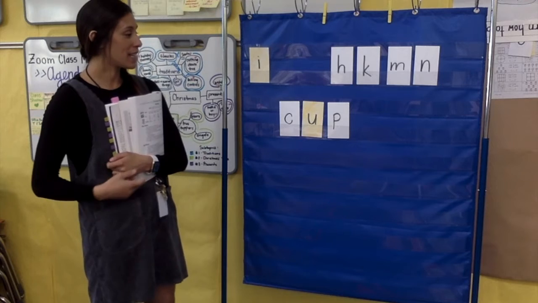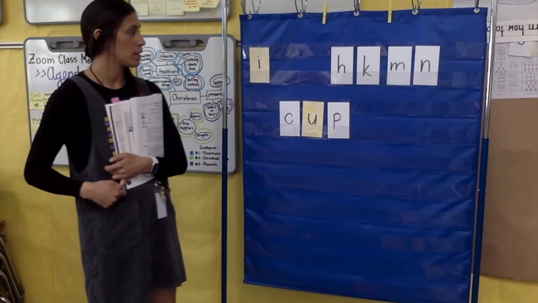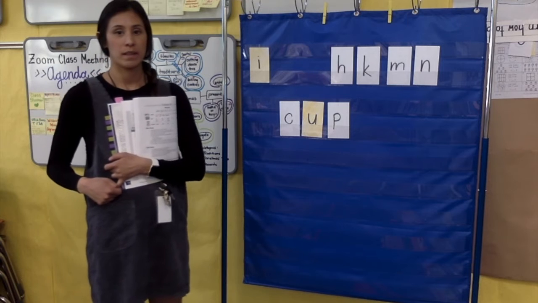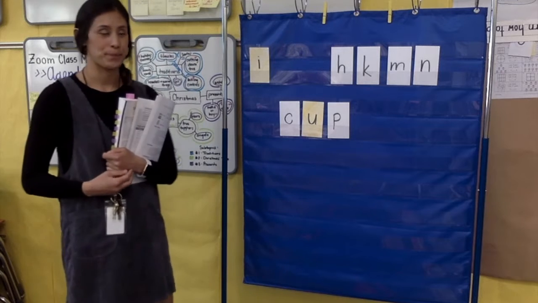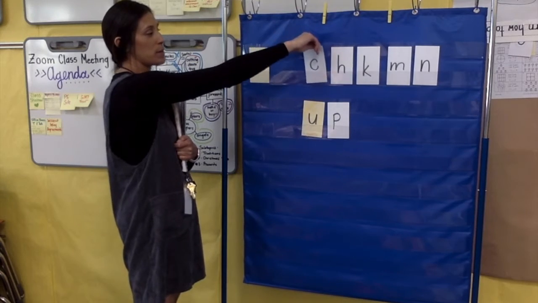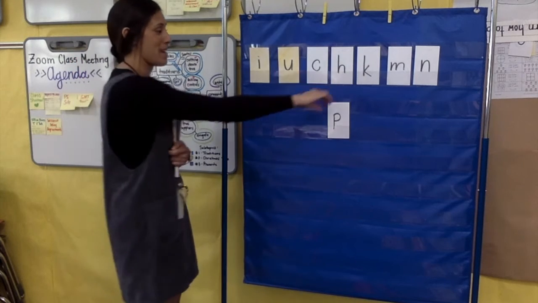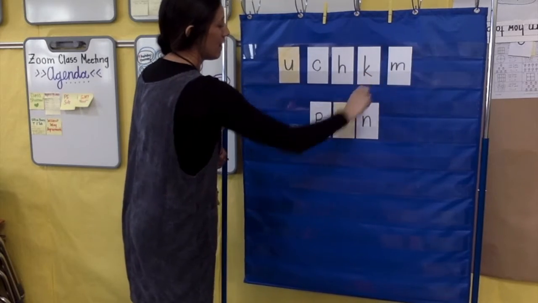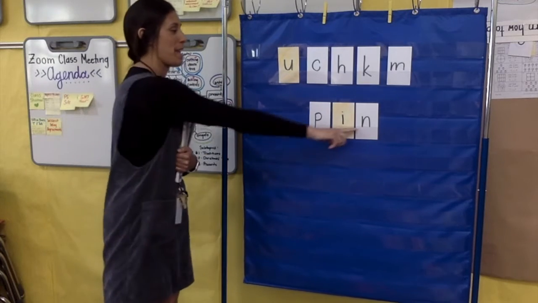All right. The next word is the word pin. Pin. On my lanyard, I have a couple of pins. Pin. All right, boys and girls, how do you spell the word pin? In pin. So one of the words we already built earlier was in. So we just added the p sound to the beginning to make it pin. Nice job.